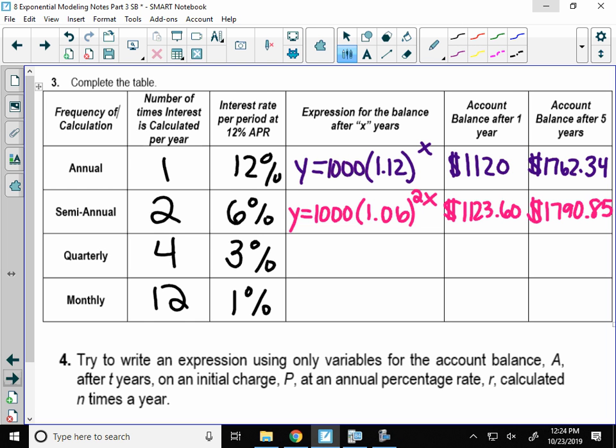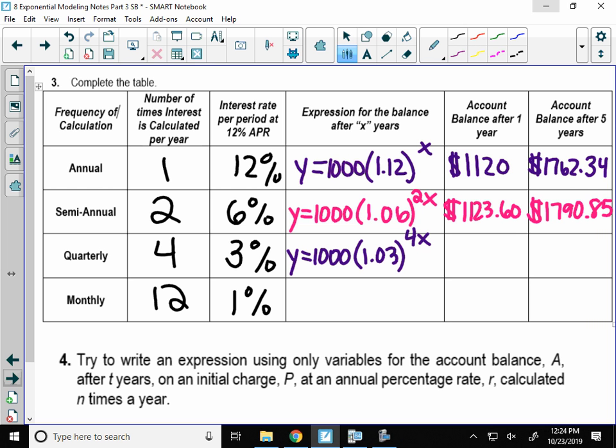All right, now we have to do a little bit more work because we haven't done these guys yet. Quarterly and monthly. So quarterly, what equation are you going to set up here? y equals 1,000 times 1.03. Now, what should my exponent be here if I charge it 4 times a year? 4x.